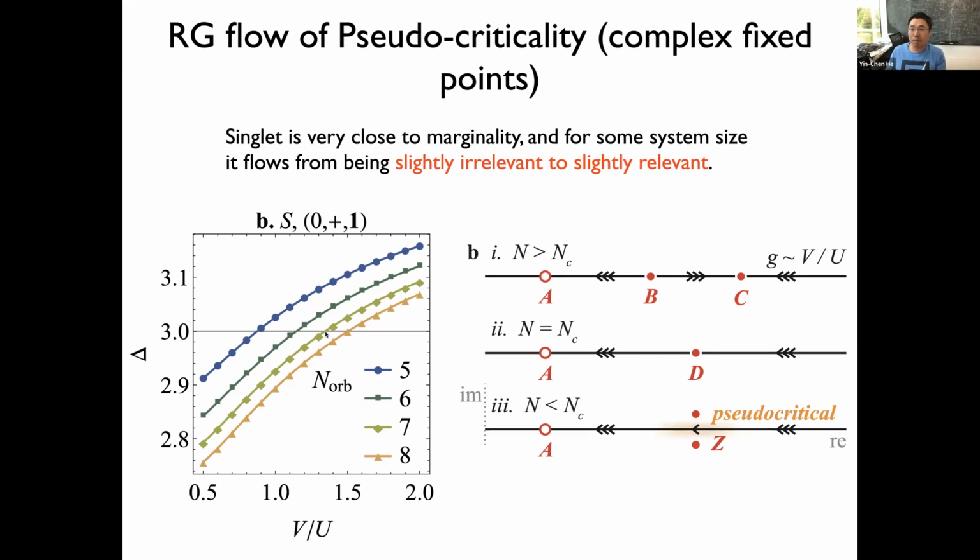Such RG flow will not happen for the case of a true conformal fixed point, because it would either always stay irrelevant, or flow from relevant to irrelevant, but you won't see this kind of flow. But for pseudo-criticality, you would exactly expect such RG flow, because the flow will first be attracted. That means the singlet will be irrelevant, but after it gets attracted to the vicinity of the complex fixed point, it will become slightly relevant and eventually flow away. So this result is a smoking gun demonstration that the SO5 deconfined criticality corresponds to pseudo-criticality, or in other words, complex fixed points.